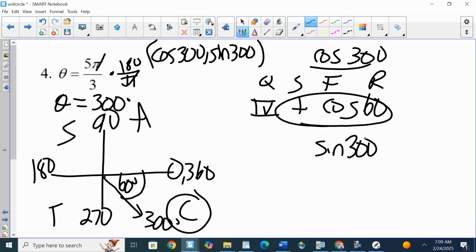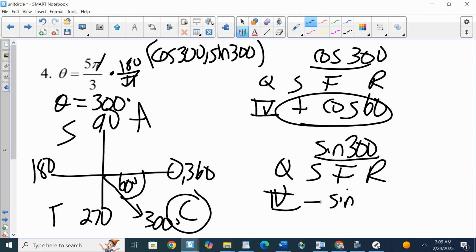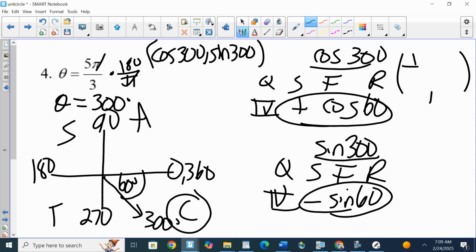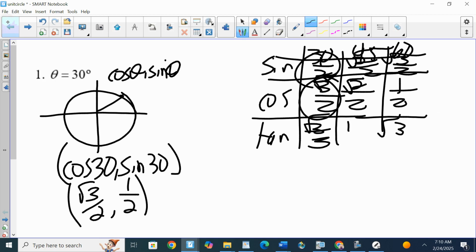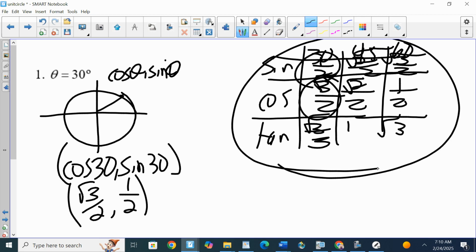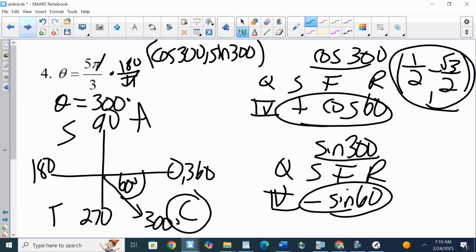Sine of 300. QSFR. I have sine now. Sine is negative in that quadrant. Reference angle still 60. So I need negative sine of 60. I can pull up the table I had in the previous slide, but I'm not going to. Positive cosine of 60 is positive 1/2. Negative sine of 60 is negative radical 3 over 2. And again, that's coming from the QSFR lesson, which we did previously, so you really can't do this without that lesson.